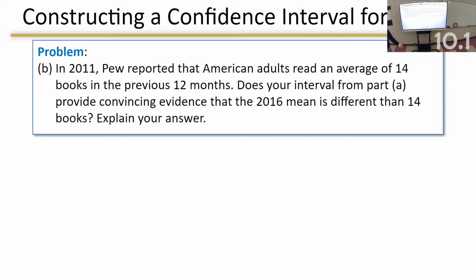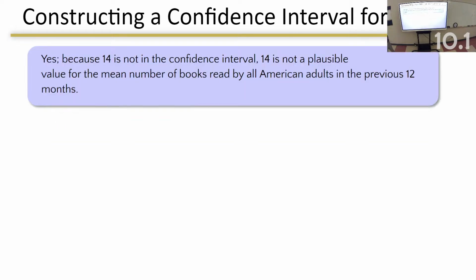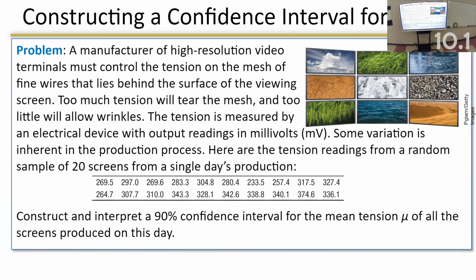However, I could have just gotten a bad sample, right? We could have made an error. We don't talk about all that stuff with this. That's all hypotheses, right? 14 is not a plausible value. Therefore, I do not think that 14 is the true mean.